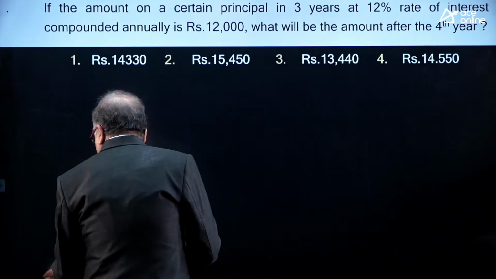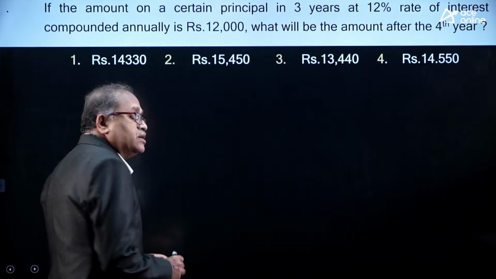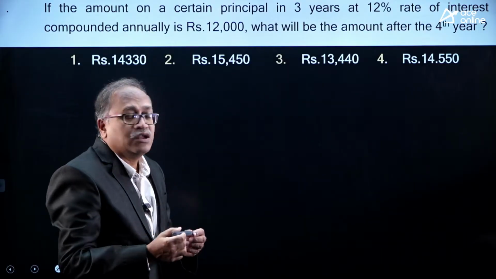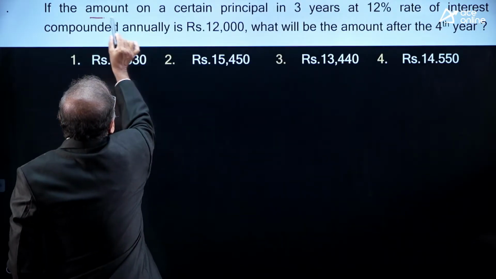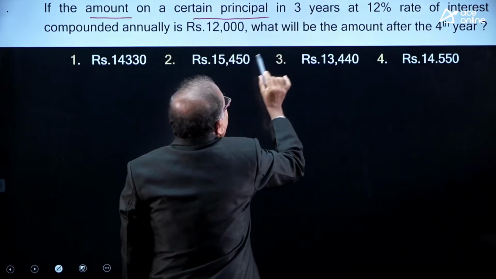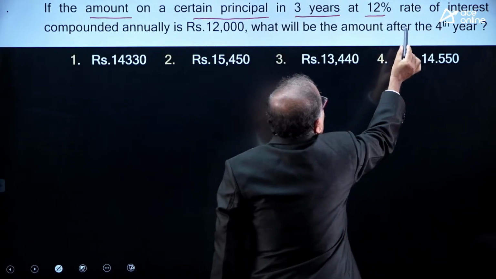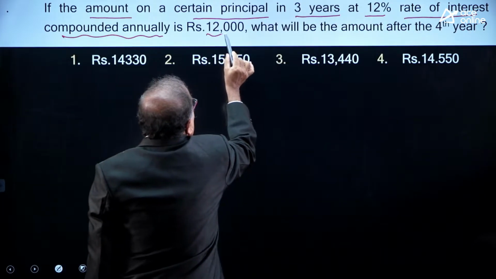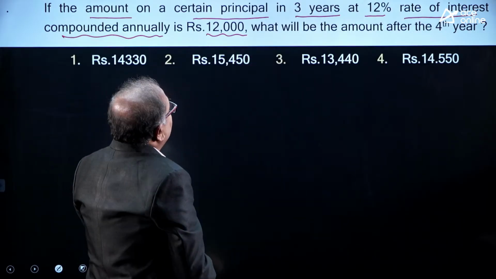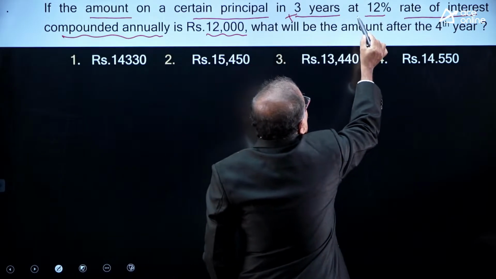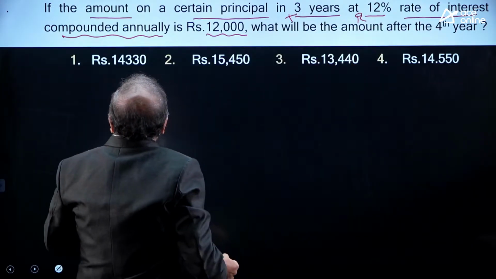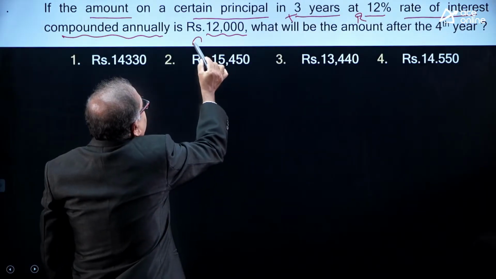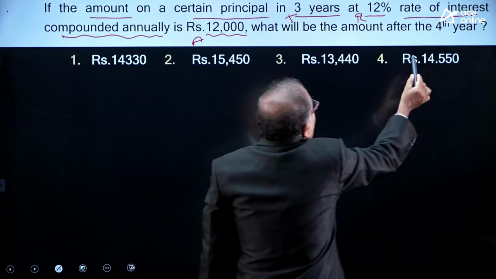Let me read the question first, and then I will give some time for you to solve it. It is a very simple question. Gradually we will go to the difficult level of questions. The amount on a certain principal for 3 years at 12% rate of interest compounded annually is rupees 12,000. We know the time and the rate of interest, and the amount, principal plus interest, is also given to us. So, what is the amount after the 4th year?